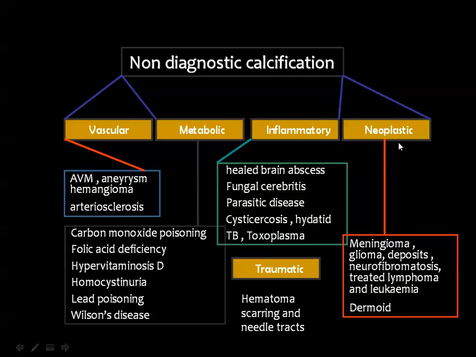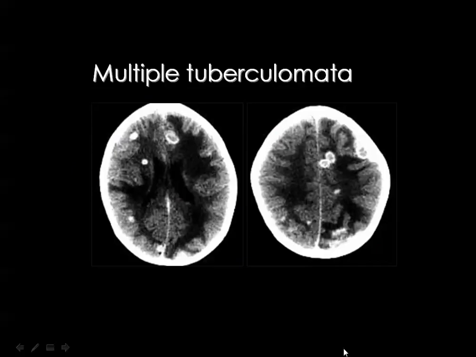Also, some neoplastic lesions can show calcium, commonly the meningioma. Sometimes some types of gliomas, like oligodendroglioma, deposits, neurofibromatosis, lymphoma, and leukemia after treatment, and cases of dermoid cyst. Also, traumatic lesions like hematoma and scarring or needle tracks may show some calcium. And this is just an example until we manage this infection in the lecture on intracranial inflammation and infection.